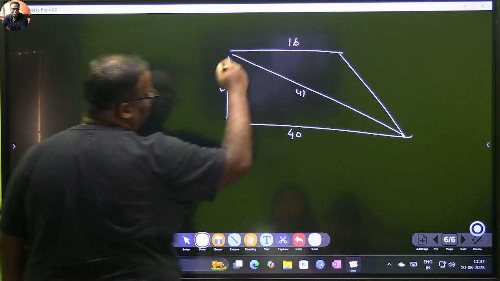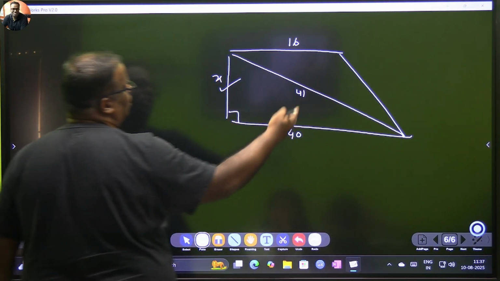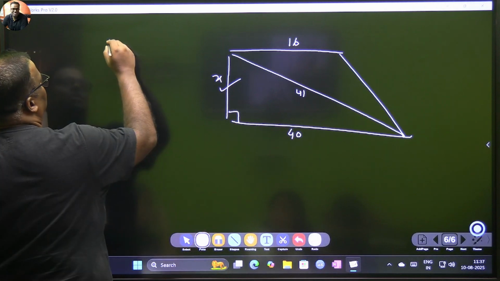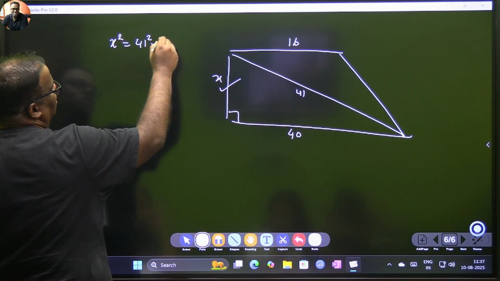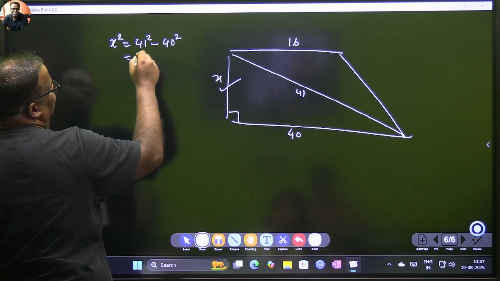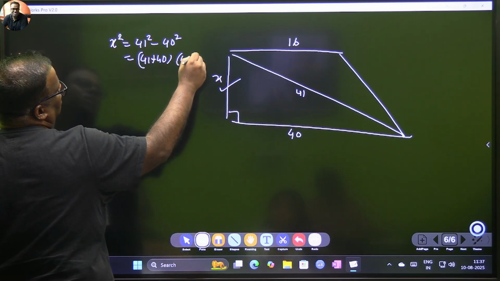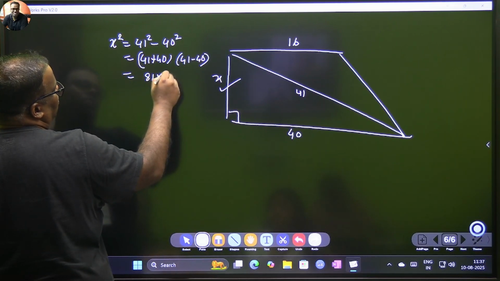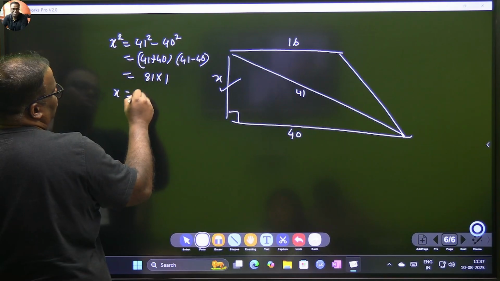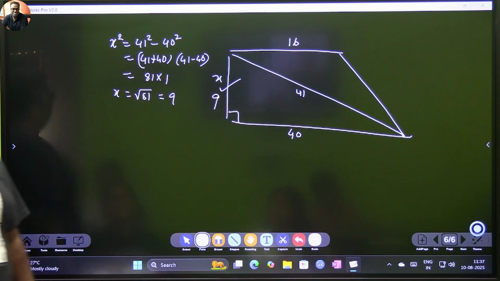This is a right angle triangle. So if you take this as x, x square plus 40 square should be equal to 41 square. So x square should be equal to 41 square minus 40 square. This is 41 plus 40 into 41 minus 40. This is an easy way to do. So this is 81 multiplied by 1. So x becomes root of 81, which is equal to 9. So this is 9. Now you are able to do the area.